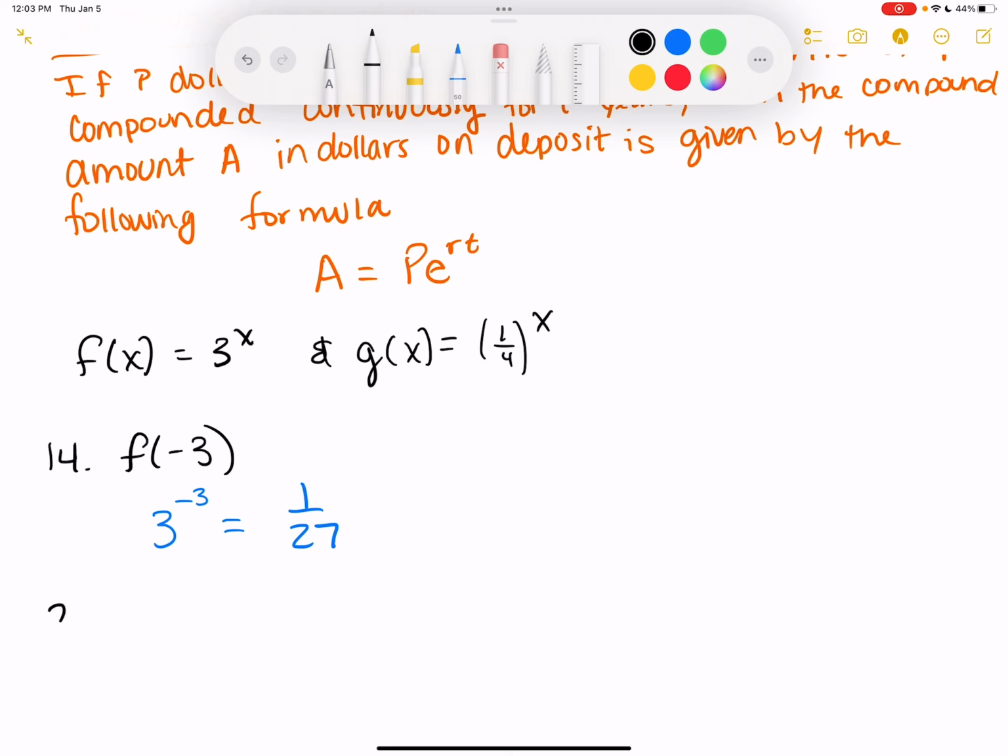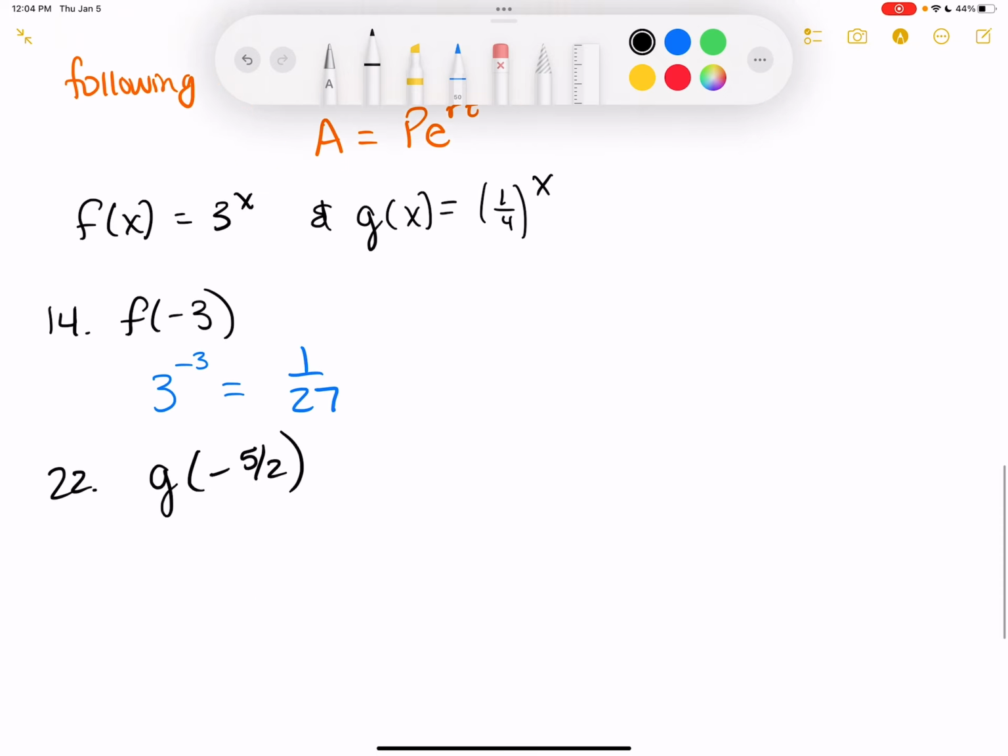How about 22? g of -5/2. So we have 1/4 raised to the -5/2. The negative causes the fraction to flip, so it'll become 4 to the 5/2. If there was a number on top, like if it was 3/4, it would be 4/3 now. But anyways.